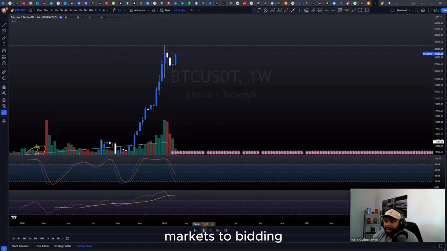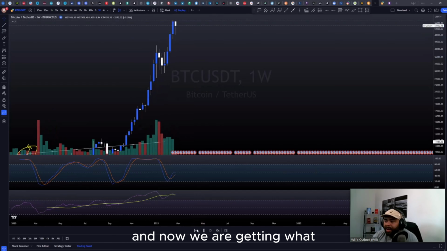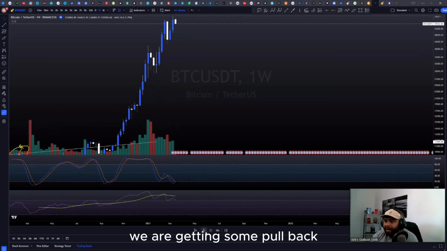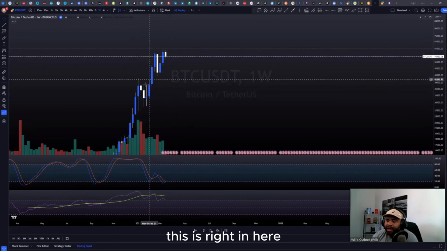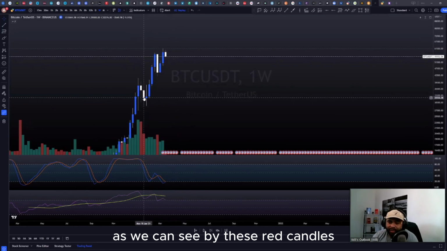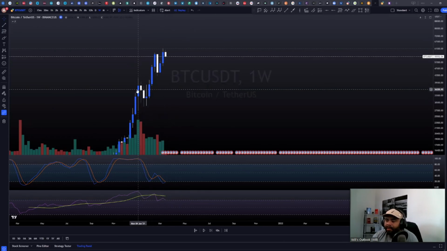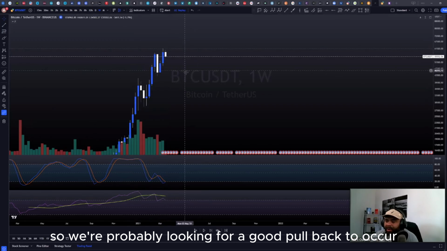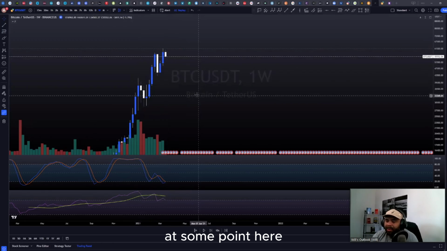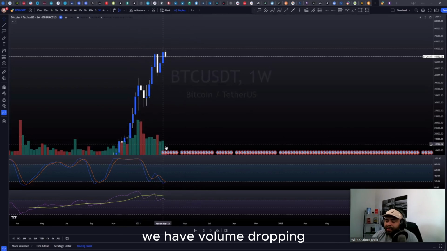Market's done bidding. And now we are getting what? We are getting some pullback, right? Volume's pulling back. So what this is telling us is right in here, as we can see by these red candles, my whites are red, is we're starting to catch resistance, right? So we're probably looking for a good pullback to occur at some point here due to that. We have volume dropping.